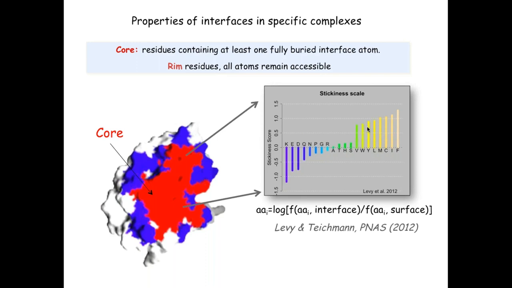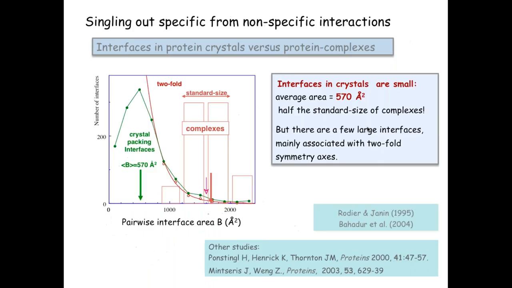So for example, it shows you here that an arginine is actually quite well accepted in the core of the interface, whereas the less sticky amino acids are lysine, and the most sticky amino acids are phenylalanine, isoleucine, or cysteine. So you can see that. So this is what we learned.